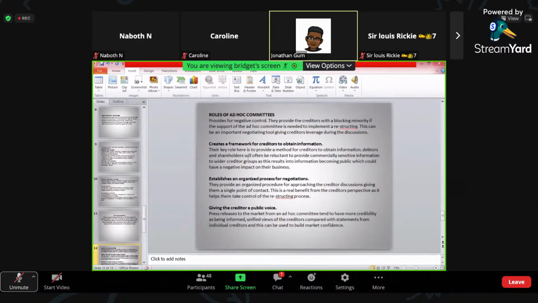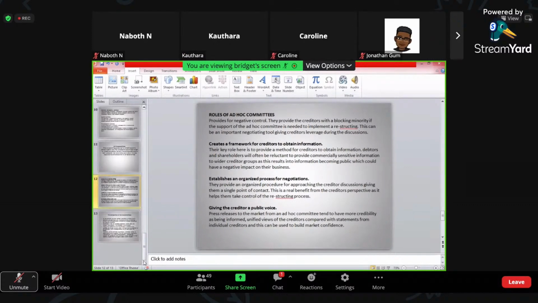The ad hoc committees here provide the creditors with a blocking minority, if the support of the committee is needed to implement a restructuring. A blocking minority here gives the creditors the authority to control the discussion.